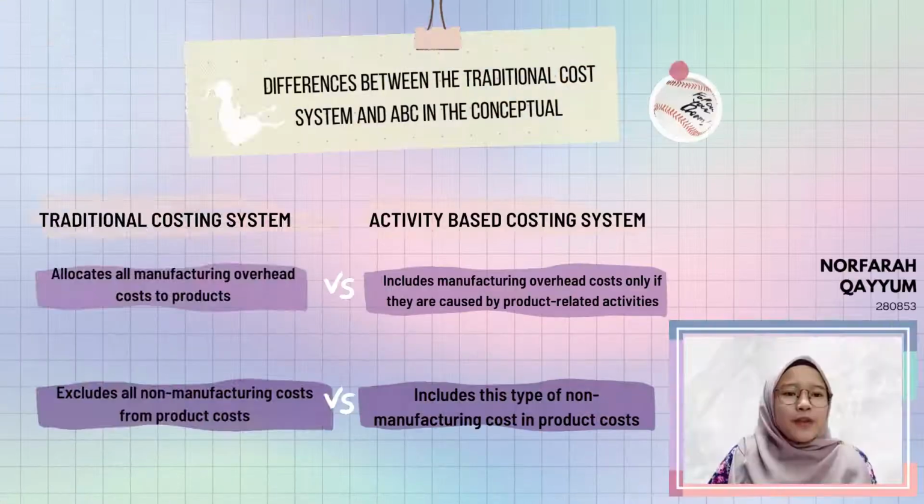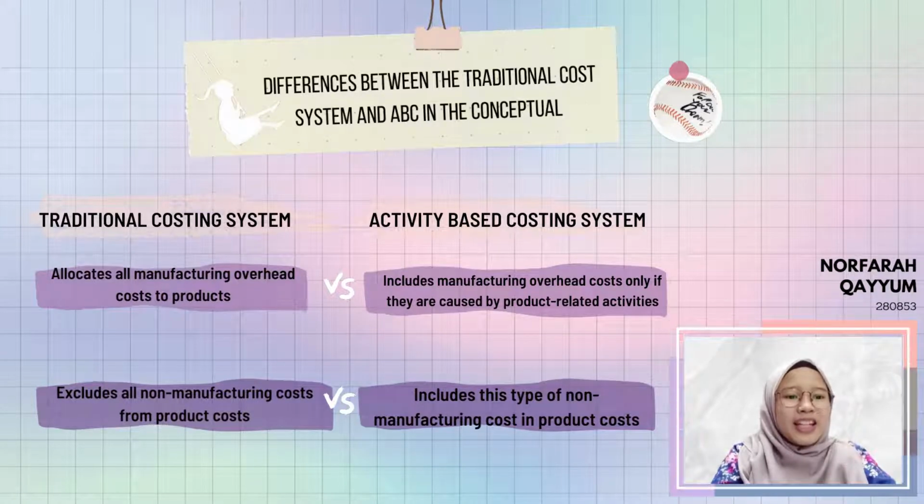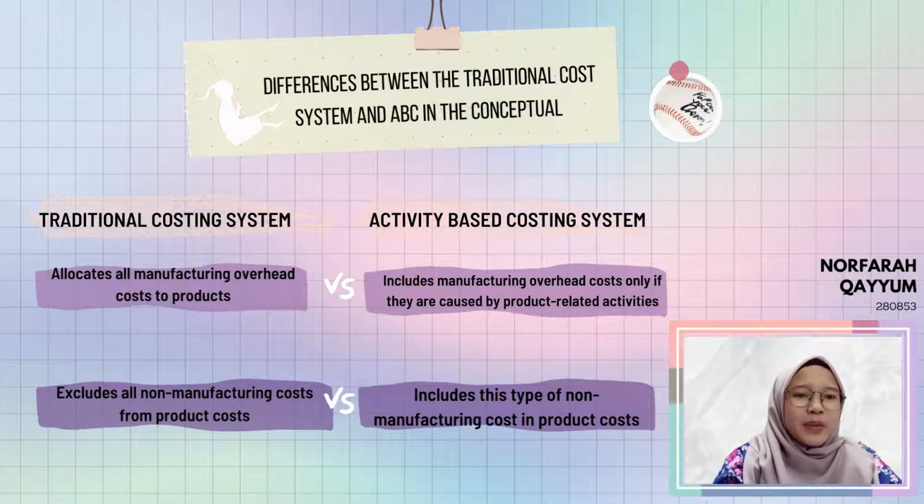Differences in concept. First, the traditional cost system allocates all manufacturing overhead costs to products, even the costs that are not caused by the product manufacturing process. For example, the salary of the facility cleaning crew and security guards are allocated to products only because they are incurred at the manufacturing facilities. In comparison, ABC includes manufacturing overhead costs only if they are caused by product-related activities, because the cleaning crew and security guards perform activities relating to the general maintenance of the facilities. Their salary shows as an organization sustaining cost and is excluded from product cost under ABC.